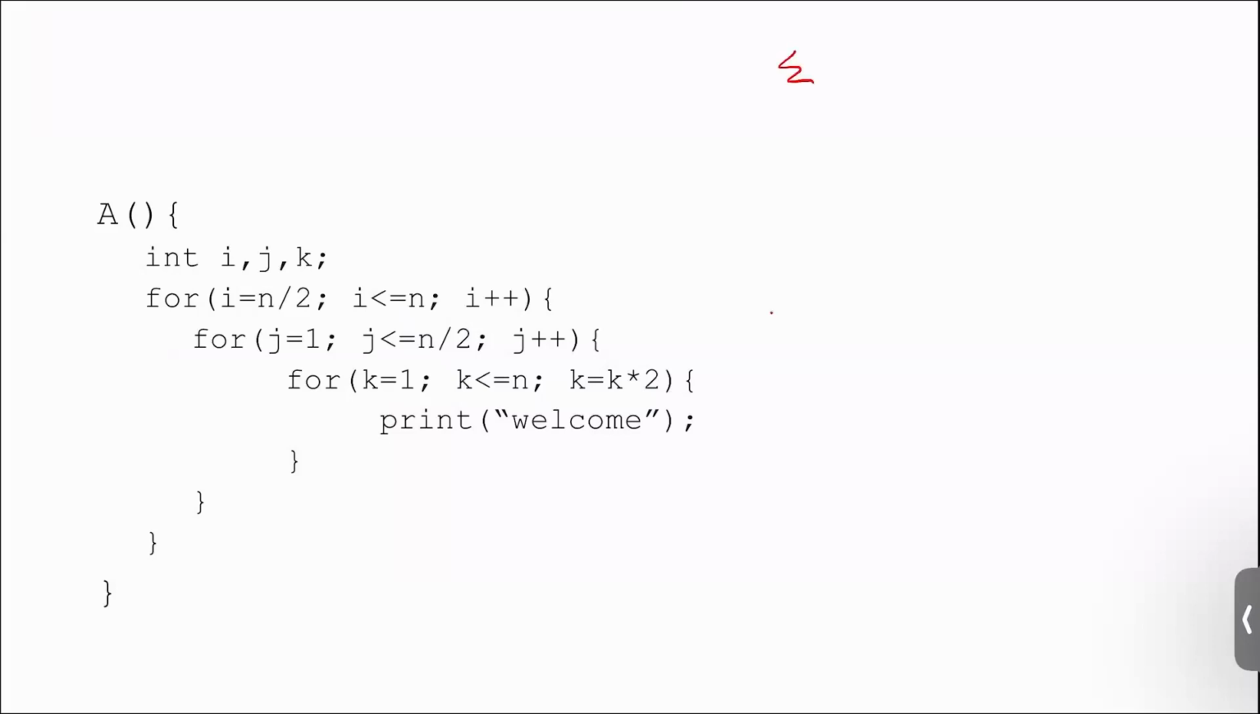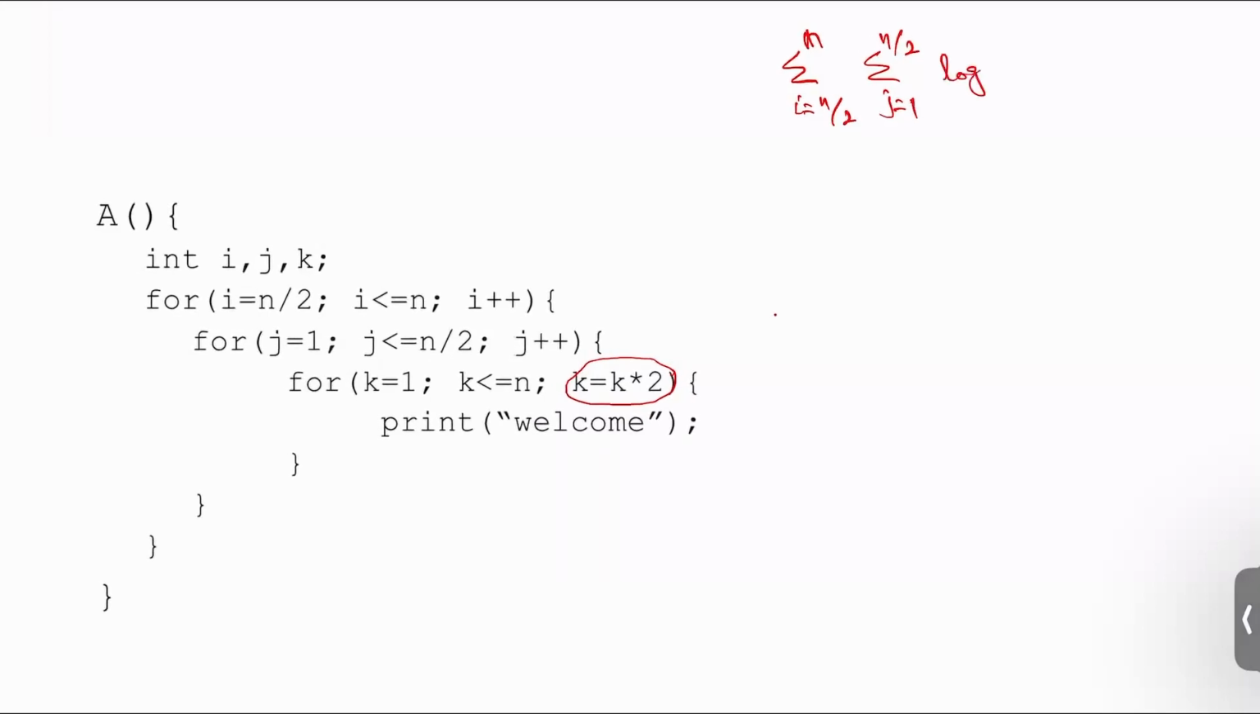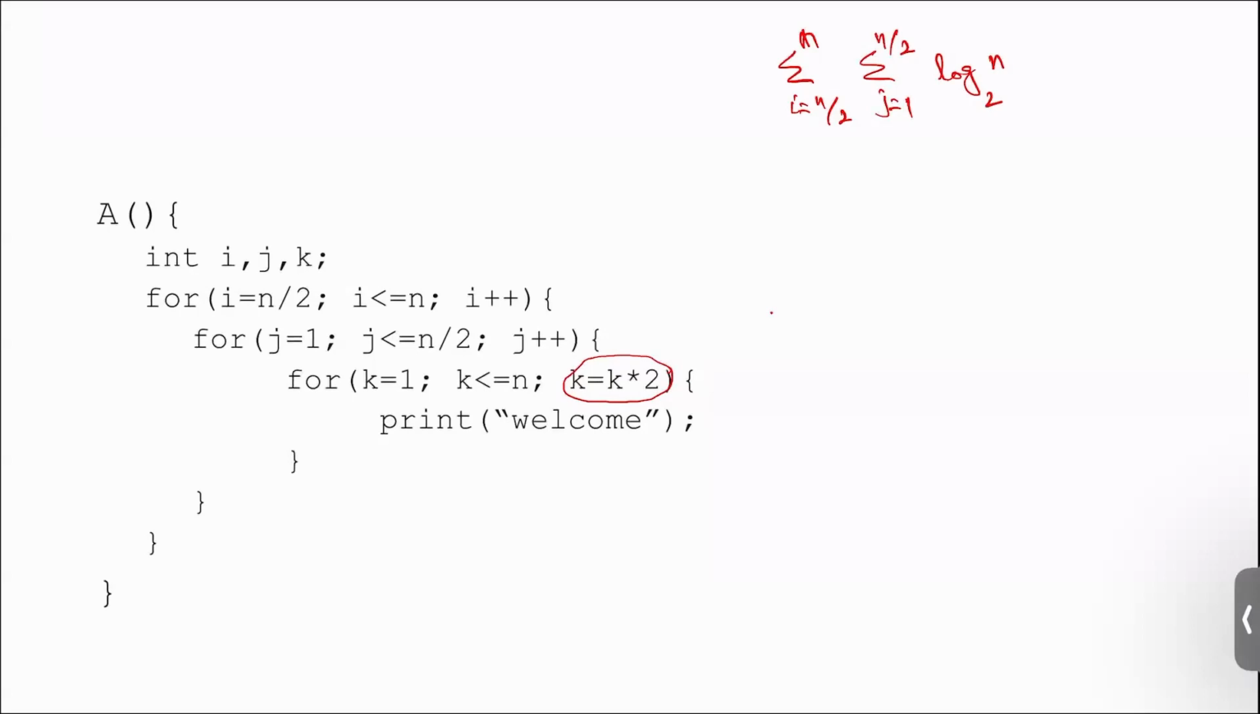So very quickly, I is going to start from n by 2 to n, and j is going to start from 1 to n by 2, and the innermost loop is going to be k in terms of k times 2, which is something we cannot set up a sum equation for. If we cannot set up the sum equation, we have just seen that this is basically log n base 2, right? Why n? Because it is going to end at n, so that's why n. If it is going to end at p, it is log p. If it is going to end at q, it is log q, whatever it is, right?